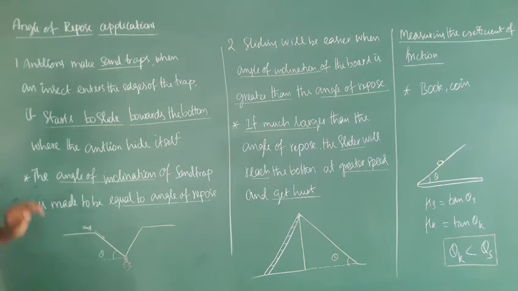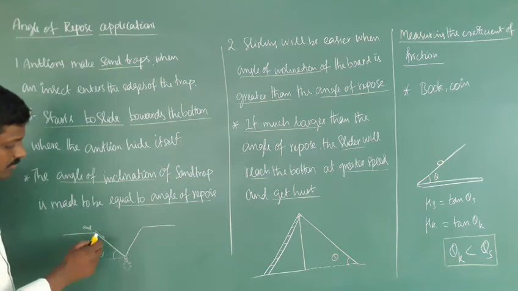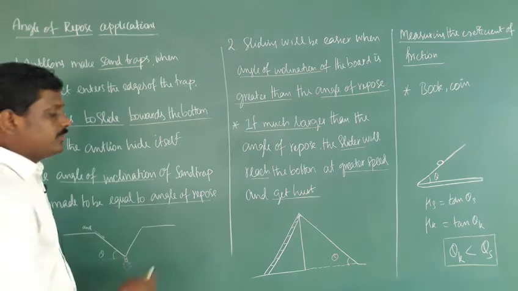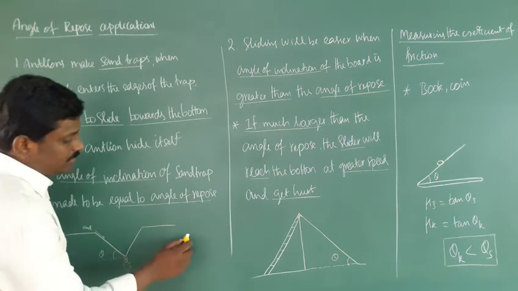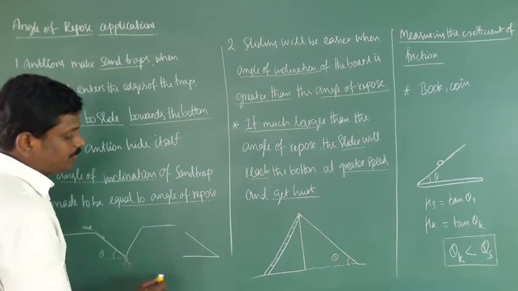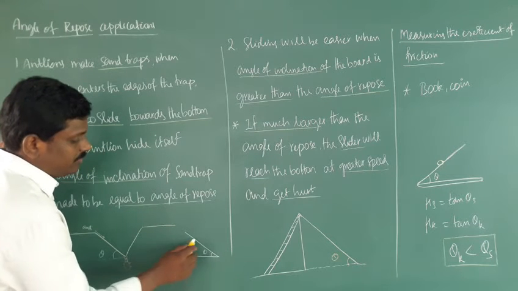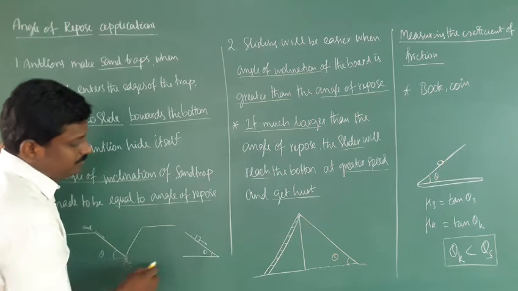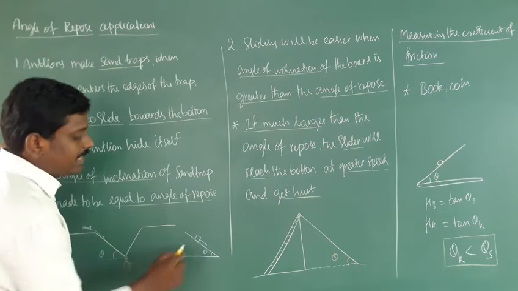This is the angle of inclination. The angle theta of the sand drop is equal to the angle of repose. So what is the angle of repose? This is the angle of inclination, theta. If you place an object and it starts to slide, that is the angle of repose.